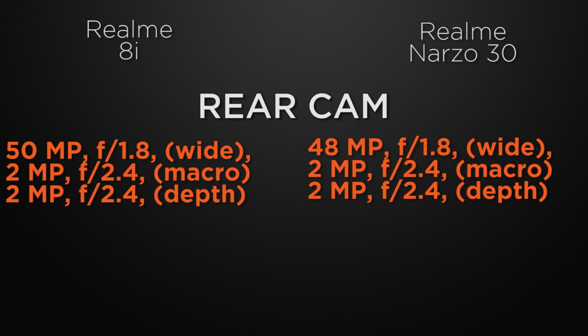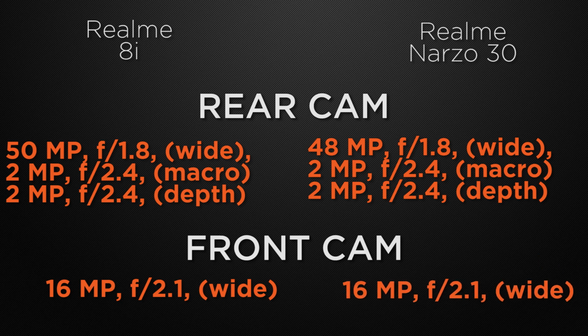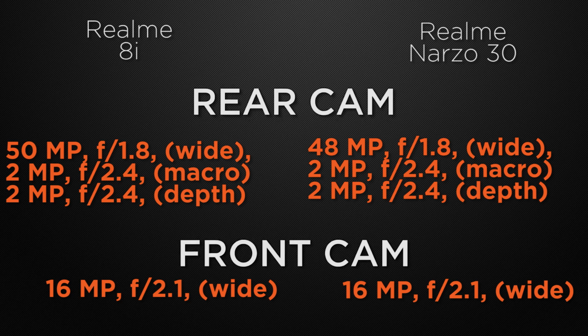And about the front camera of the devices, 8i have 16 megapixel of wide camera, whereas Narzo 30 also have 16 megapixel of wide camera. So it's a tie because both of the devices have same selfie camera, which can take high resolution of selfies.